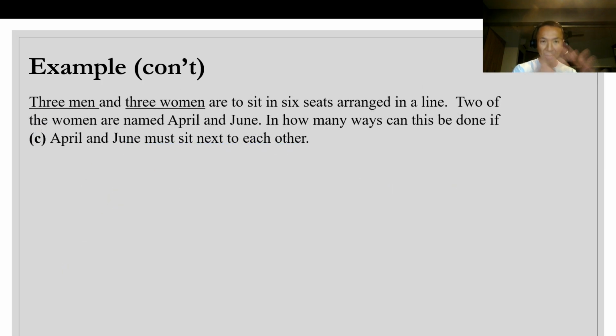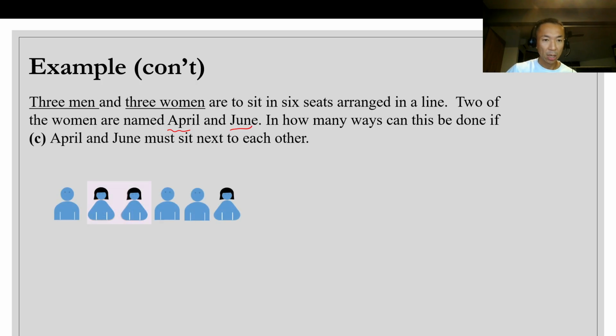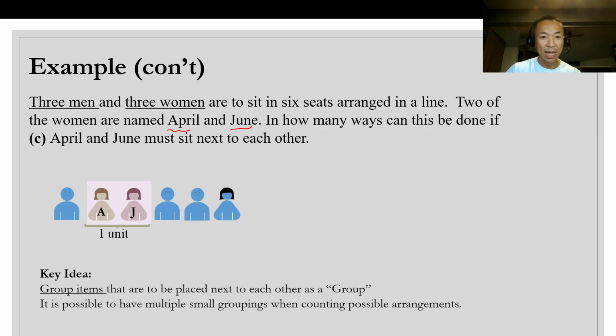Let's look at part C. Again, a different kind of restriction. Now you have specific women called May, April, and June, and you want April and June to be seated together. This is the first instance you see such an example where you have a restriction that 2 things must be bundled and grouped together. The trick to doing this kind of problem is to group them together like this. If you get A and J, you group them as a unit. Whenever you move them, you group them as a unit, and then after that you permute, you arrange, not as individual April and June, but as a unit.